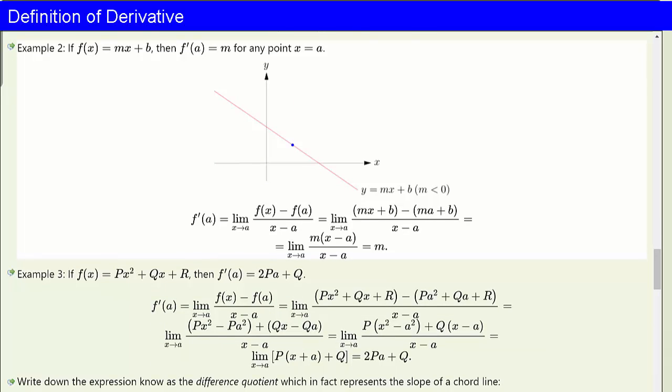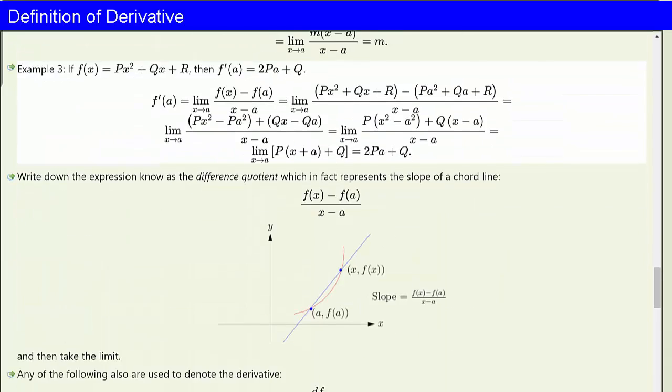For a second example, if f(x) equals mx plus b, then f'(a) is m for any point x equals a. Again, no surprise, the geometric picture shows why. We calculate f'(a) equals the limit as x tends to a of (f(x) - f(a)) over (x - a), and that's the limit as x tends to a of (mx + b - (ma + b)), all divided by (x - a). You clean it up, you cancel the common factors x - a from numerator and denominator, and you're left with a limit of m.